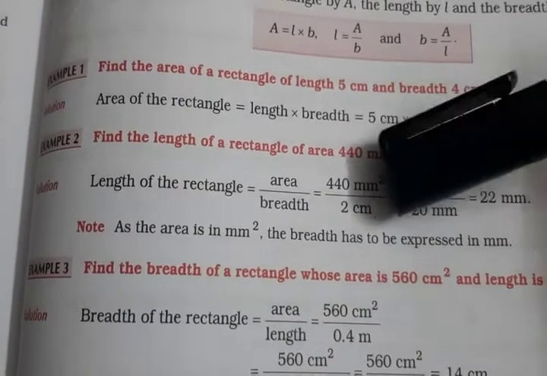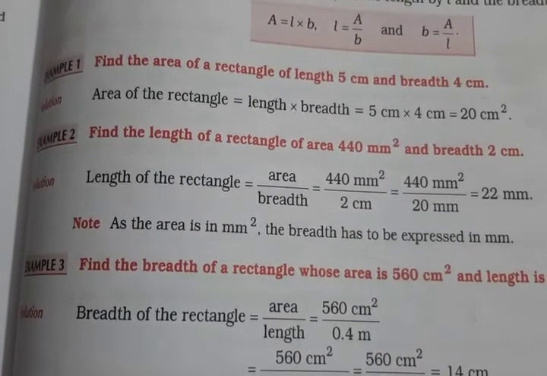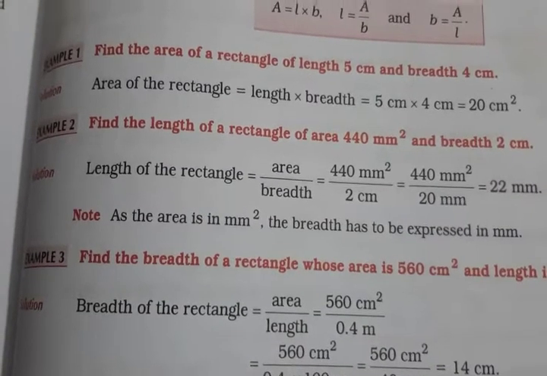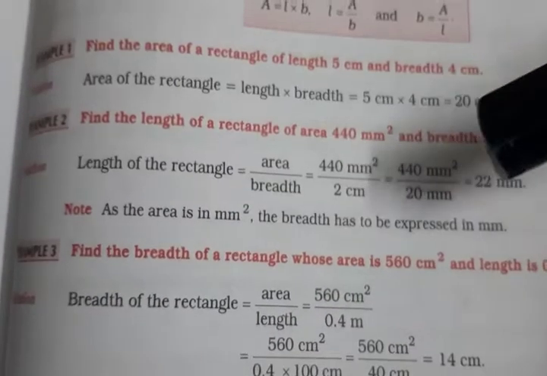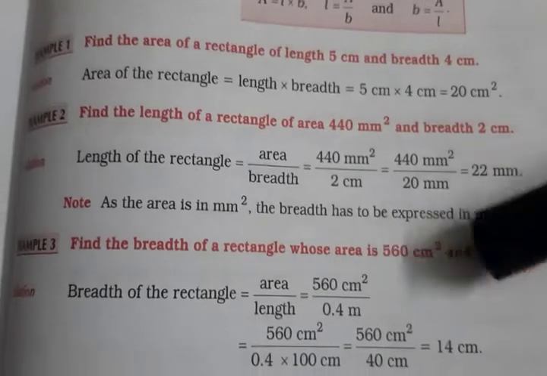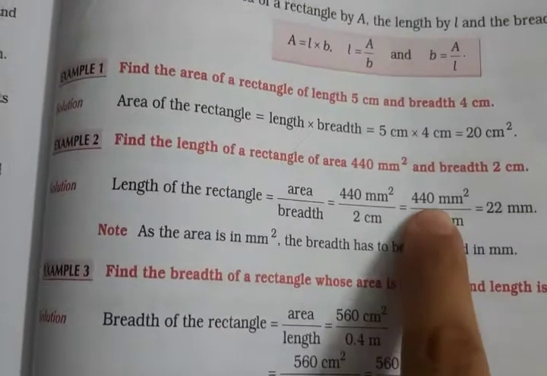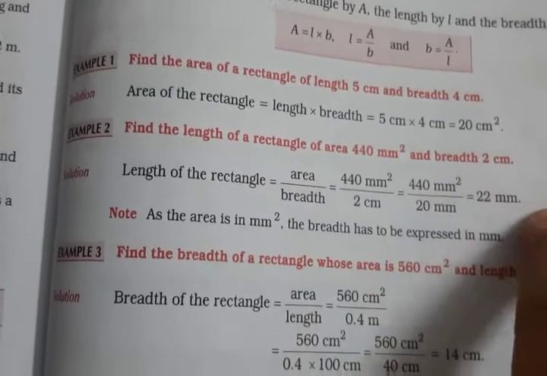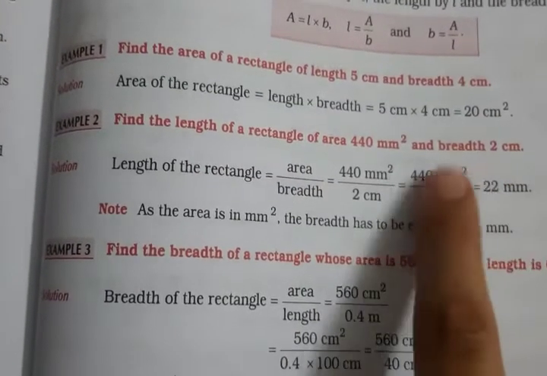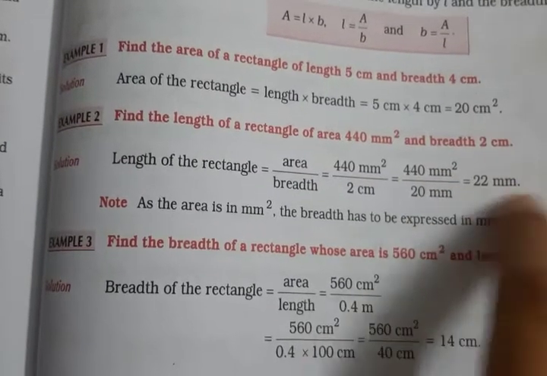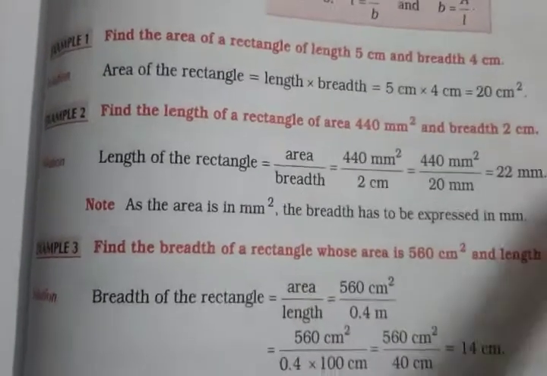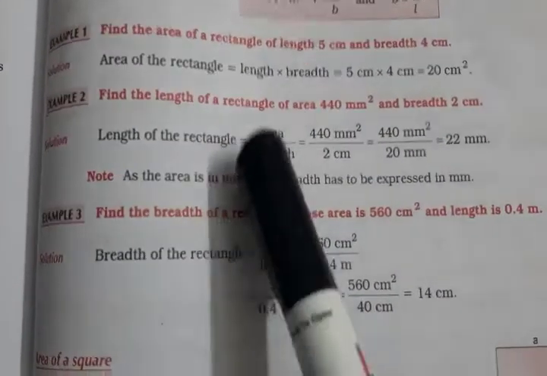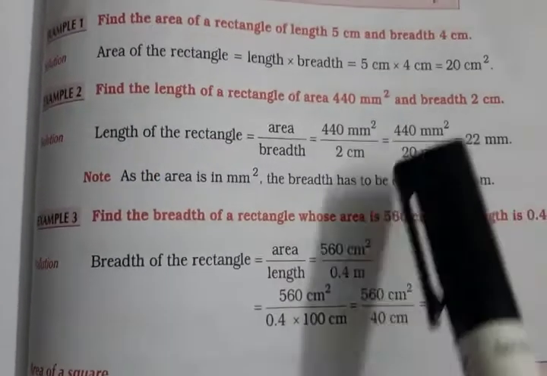1 centimeter is equal to 10 mm, मतलब कि 10 millimeter. That means 2 centimeter is equal to 20 millimeter. Understand? Now we divide this, and what we get, that is 1 mm we will take. Understand? Area is in square millimeter, and length and breadth are in millimeter. As the area is in mm square, the breadth is also expressed in millimeter.